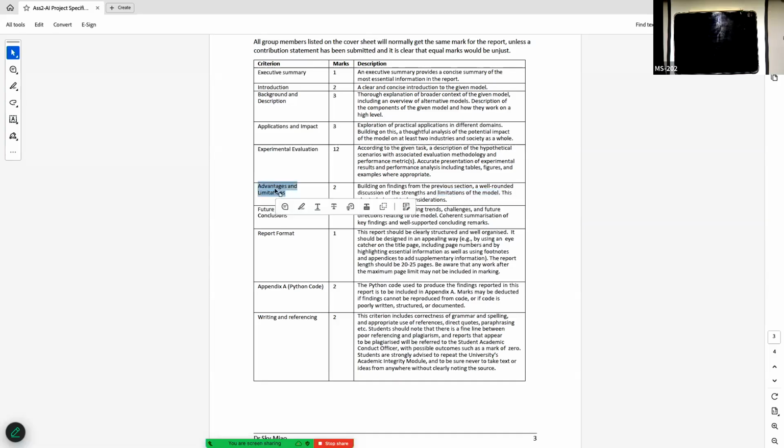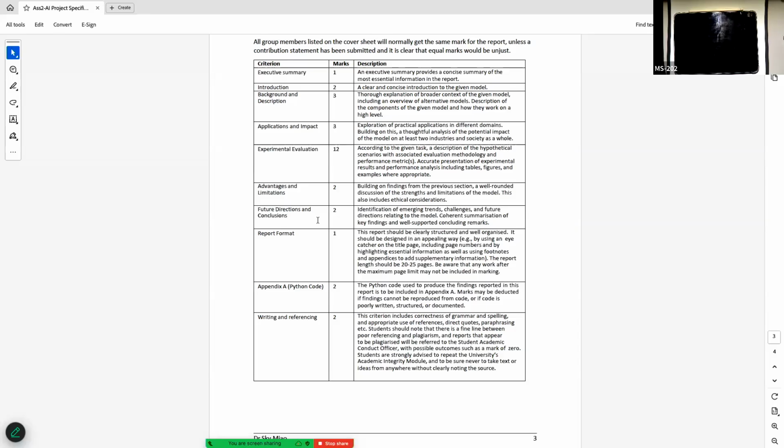Afterward, the future direction and conclusion. The future direction is mainly based on your limitations. Based on the limitations you propose, you find the possible solutions and describe them in the future directions. For the future directions, I would suggest you search and give more references.